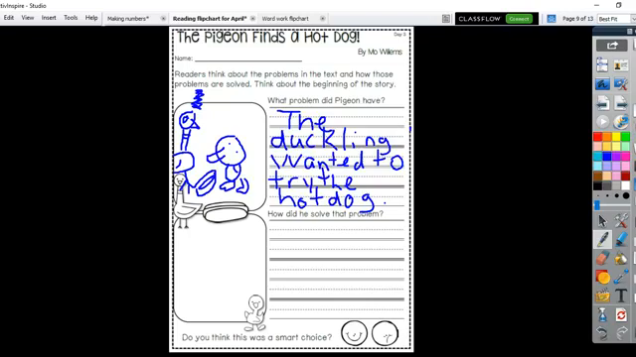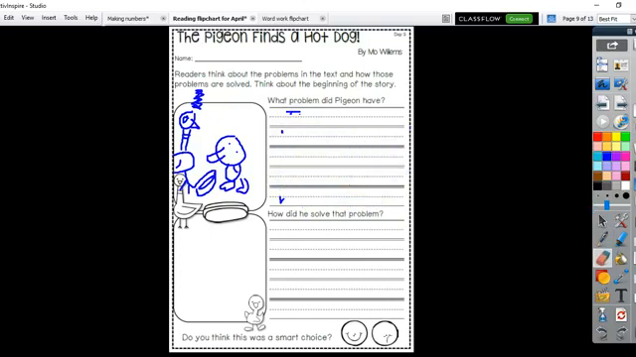He expressed emotion through that little line, showing us that he was angry or frustrated or irritated with Duckling. So the Duckling wanted to try the hot dog, and Pigeon really didn't want to share the hot dog. So actually, here's another option. If we wanted to, I'm going to take off the Duckling wanted to try the hot dog. Something that one of my friends the other day suggested was he just doesn't want to share. That he does not want to share.